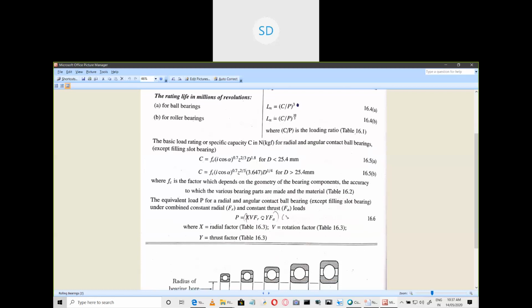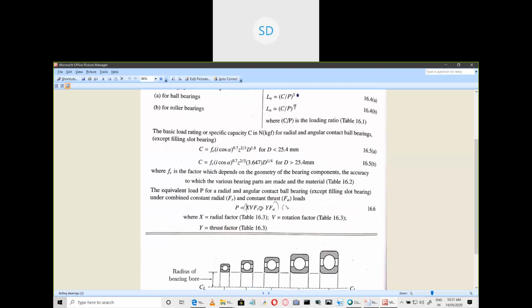Now we are going to get two types of equivalent loads here. One is static load and another one is dynamic load. So let us go for dynamic load first. This equation stands for equivalent dynamic load. P equals XVFR plus YFA. X and Y are the load factors.